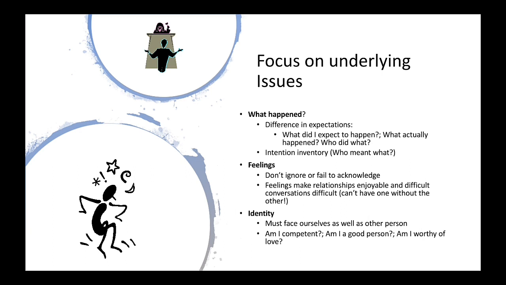So from that we can understand that if 55% of the communication depends on non-verbal communication, we must focus on the underlying issue. We should understand the real issue first, and also try to read whatever is not being told. Like, if I talk about a step-by-step approach to focusing on an underlying issue, first you should understand what happened, the difference in expectation, what actually happened and who did that. Feelings, don't ignore the feelings of someone, and relationships and different types of things that are actually playing a role in the conflict.